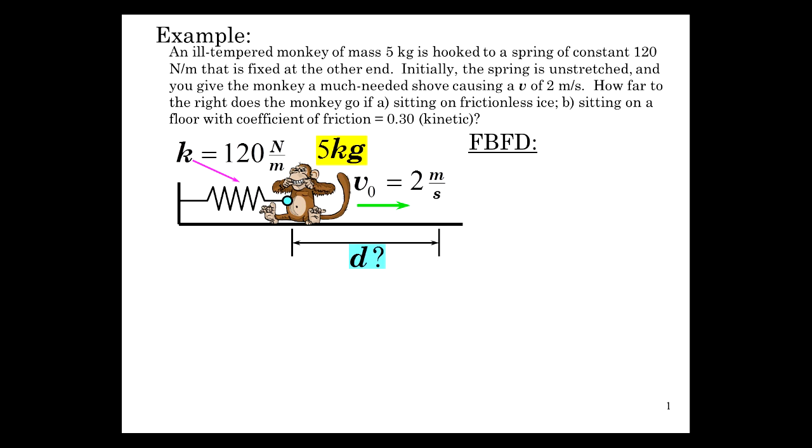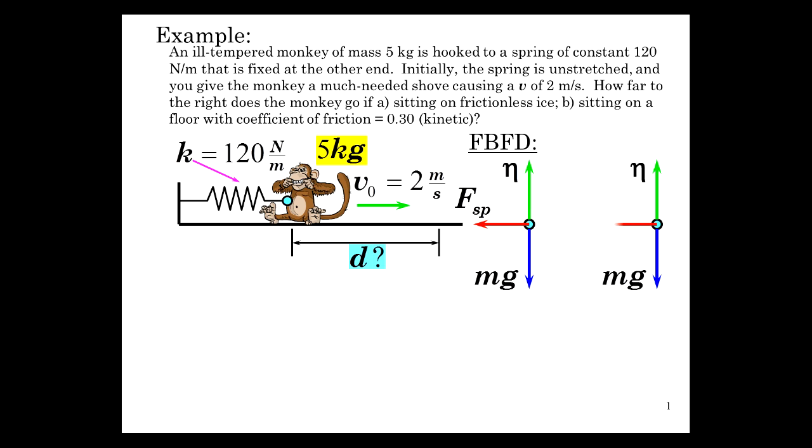So let's do the free body force diagrams. And here's the point in question. In a free body diagram, we have mg, the weight of the monkey, we have the normal force, and we have the spring force acting on the monkey. With the case of friction added, we have mg, we have normal, we have spring force, and we have friction. So we're going to do both cases. Let's take a look at the case where there is no friction.